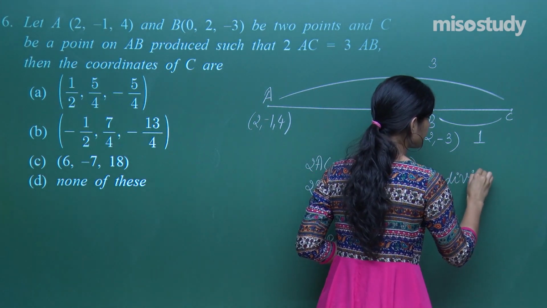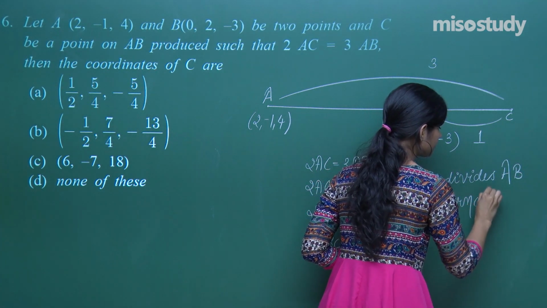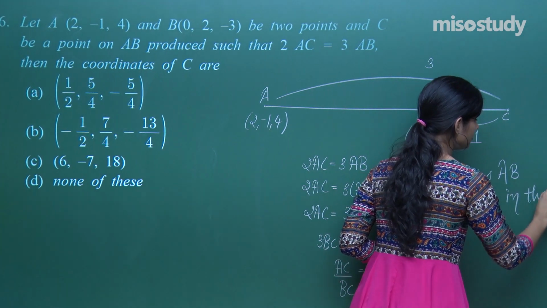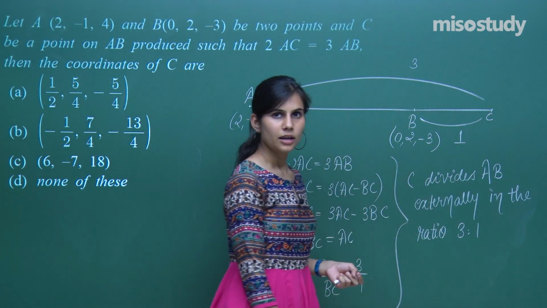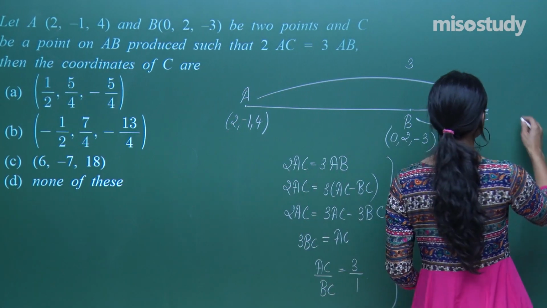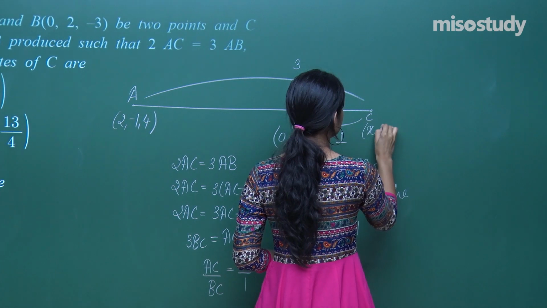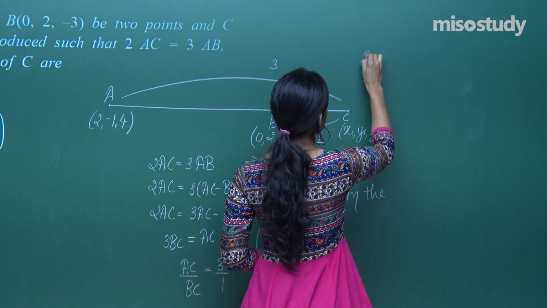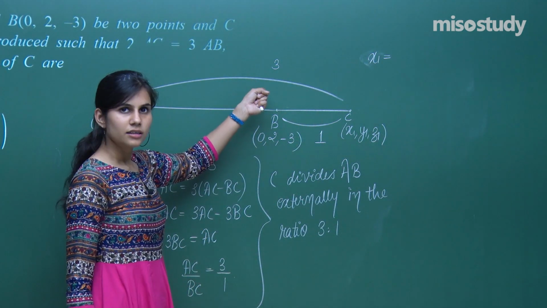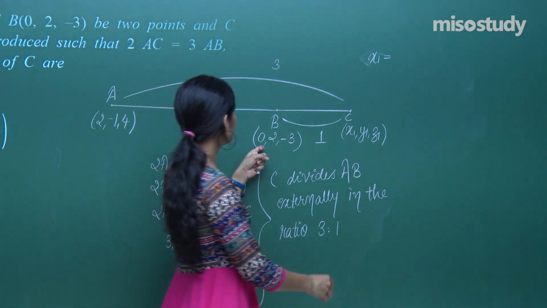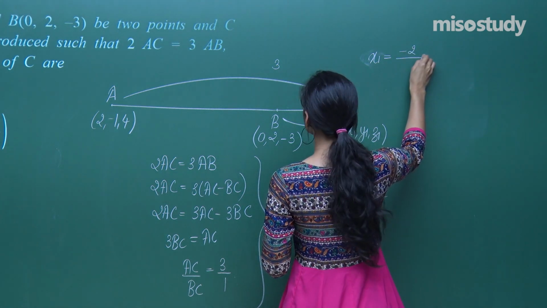C divides AB externally in the ratio 3:1. The moment we have this information with us, we are very thorough in getting the coordinates of point C, which is the dividing point. Let this be x1, y1, z1. What will be x1? X1 will be 3 into 0 minus 1 into 2 upon 3 minus 1.